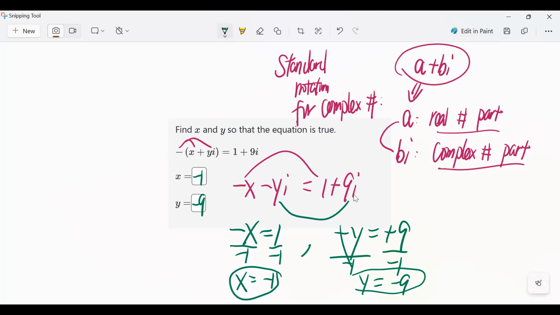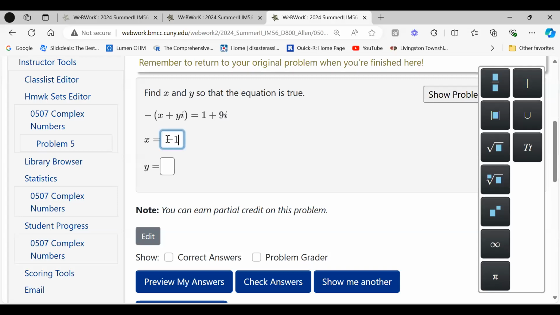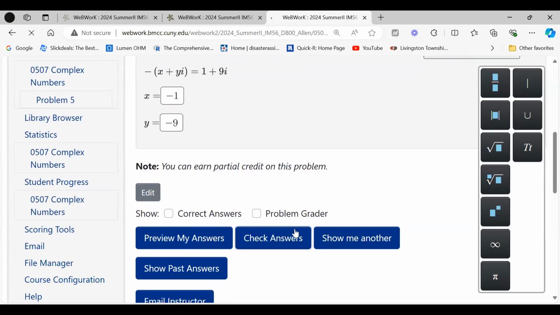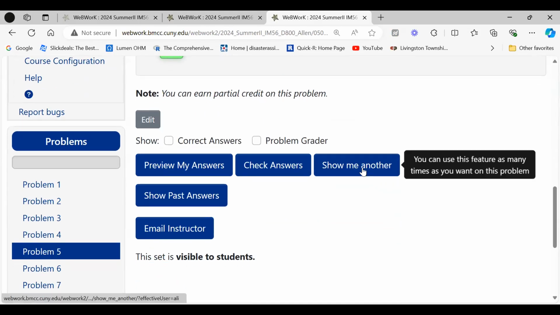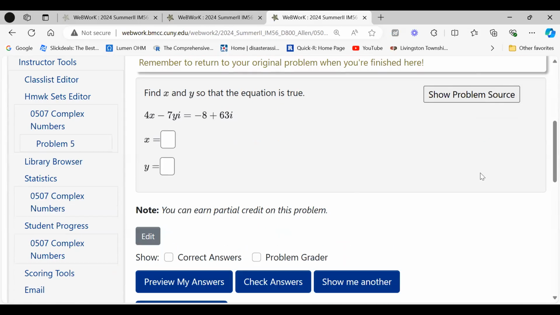Any question about this? -1, -9. Check it. It's good, and then let's try another one. Okay, so you guys try this one really quickly.